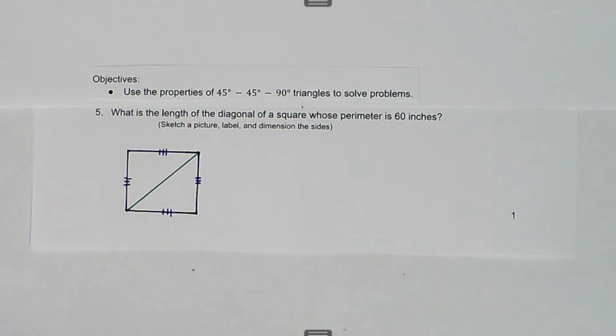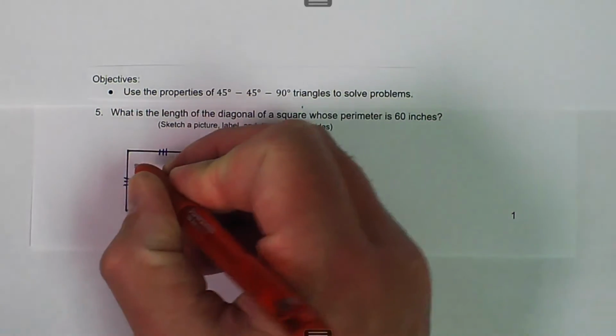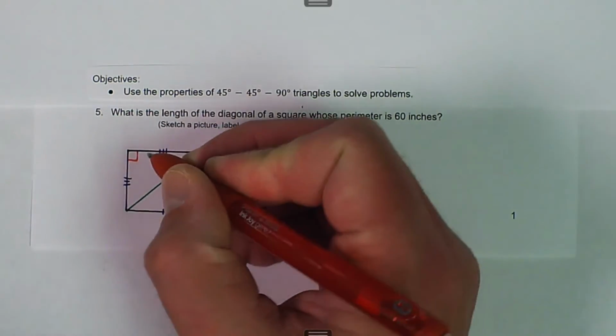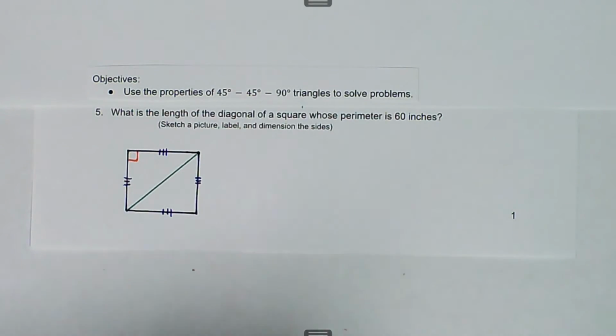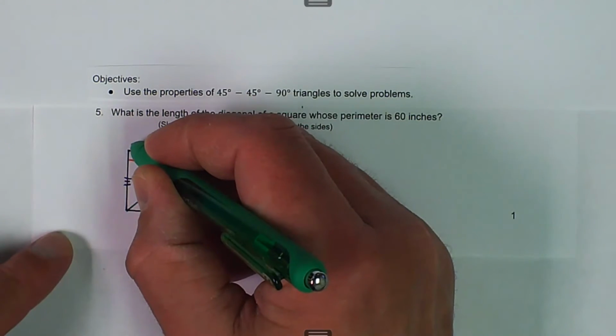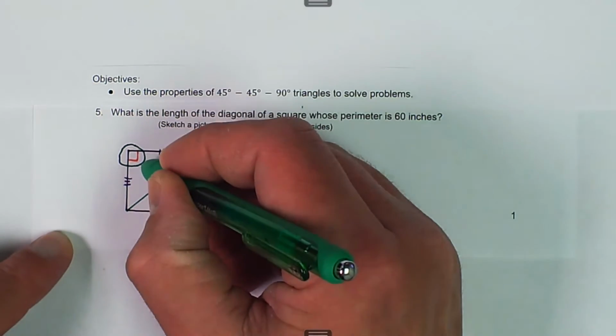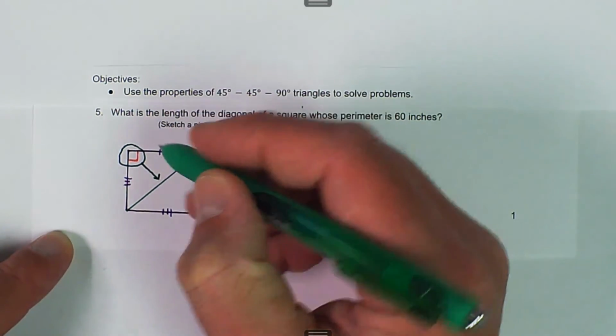Next piece of information. What angles do we know? So this is a square, so we know that all the angles are 90 degrees. So that means that if this is 90 degrees here, then this is our hypotenuse.